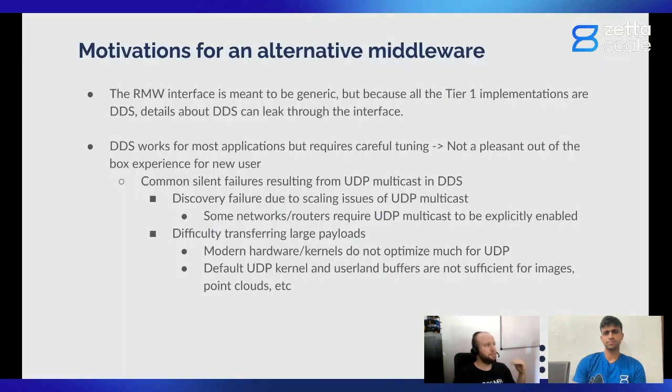The reasons we embark on developing a new alternative middleware are related first to the fact that when using DDS, it generally requires some careful tuning to match your use case, and this makes ROS2 not as pleasant an out-of-the-box experience. For example, you might find some failures from UDP multicast in DDS, some discovery failures due to scaling issues of the UDP multicast.